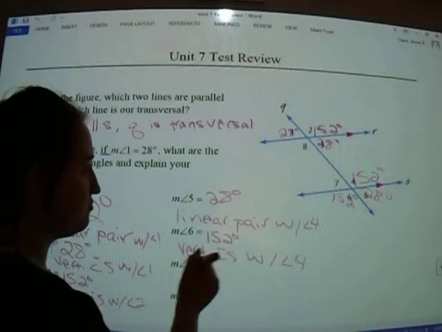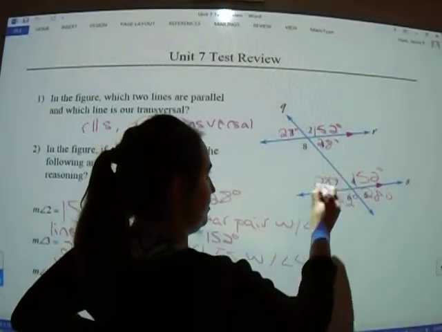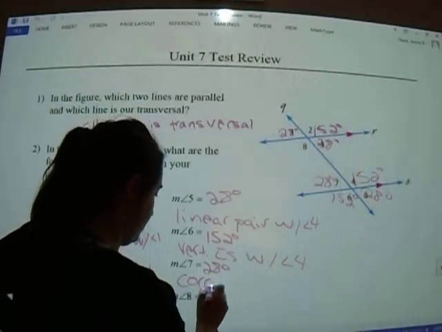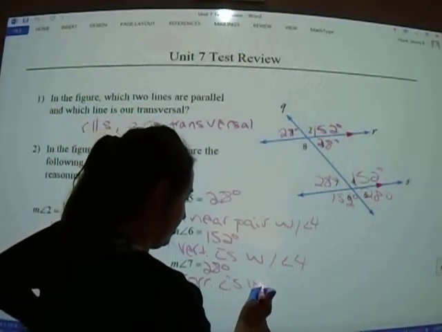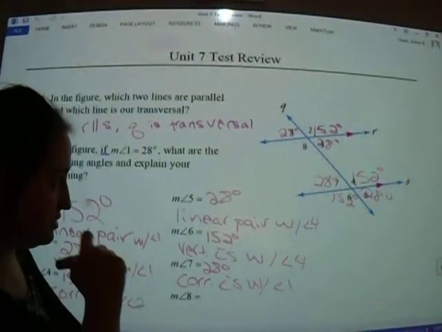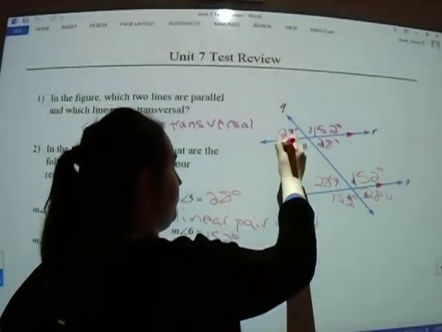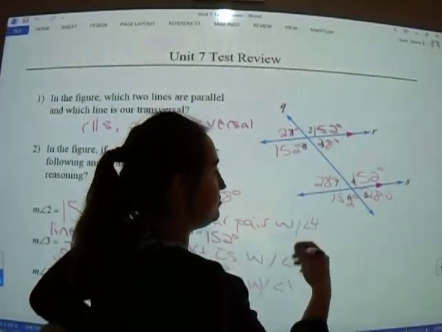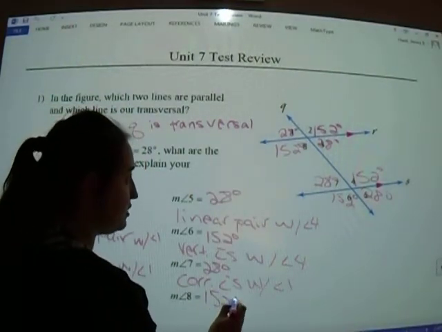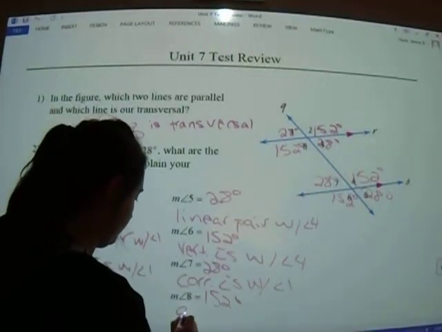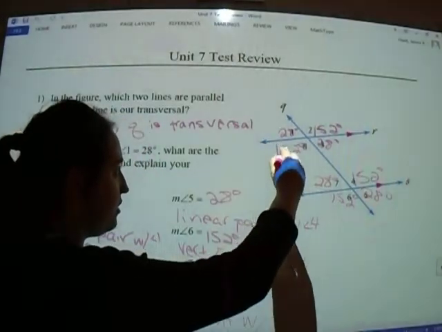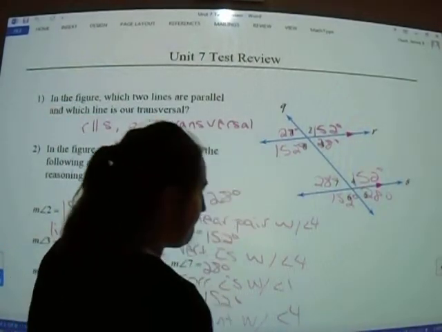Angle 7, 28 degrees, corresponding angle with angle 1. And finally, we have the measure of angle 8, right, which is 152. And for this one, there's a multitude of answers, but I'm going to say 52 degrees because it's alternate interior angles with angle 4. I hope you see that.